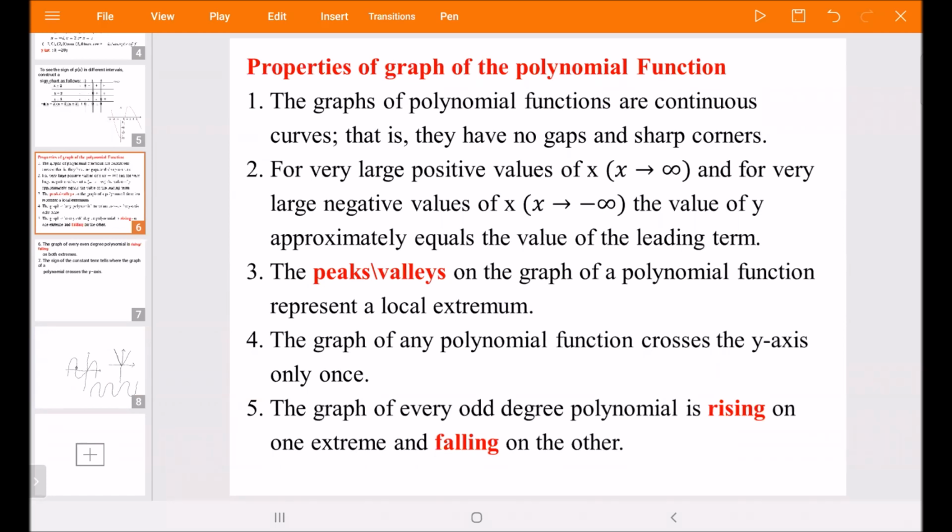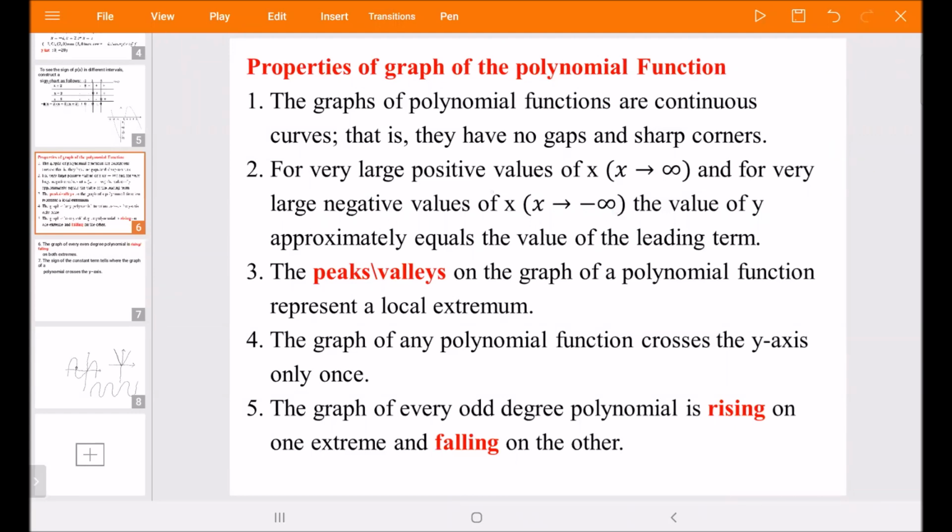The second one is for very large positive values of x. That means as x approaches positive infinity. When I was constructing the sign chart to know where the given polynomial's graph stays below the x-axis and where its graph stays above the x-axis, earlier we used this symbol to represent a very large positive number, and a very small negative number.